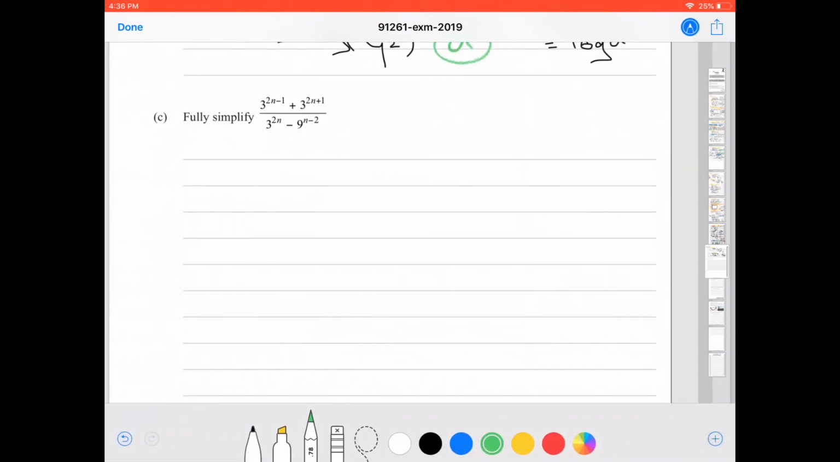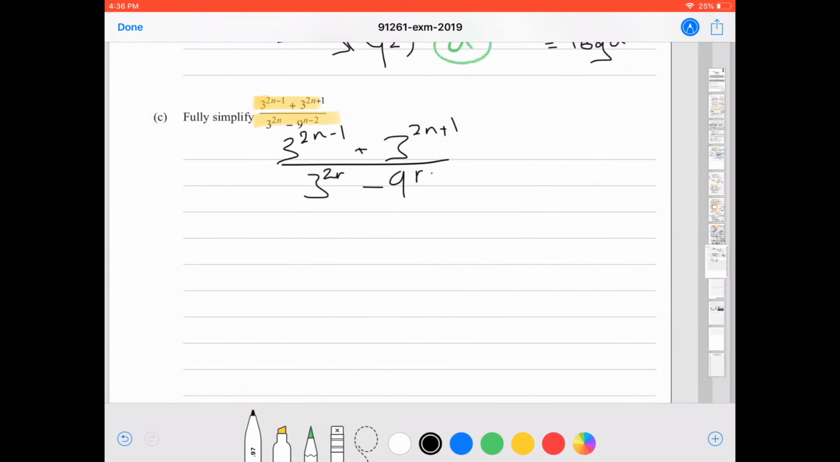Question 3c, it says fully simplify this fraction, 3 to the power of 2n minus 1 plus 3 to the power of 2n plus 1 over 3 to the power of 2n minus 9 to the power of n minus 2. Okay, 3 to the power of 2n minus 1. Let's just write out our expression. Okay, this is over 3 to the power of 2n minus 9 to the power of n minus 2. I think there's probably a few different ways you could go about this.